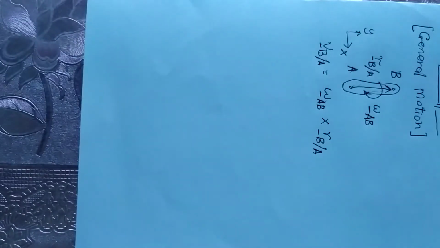By knowing the relationship of this general motion, we can put the velocity of B relative to A as omega AB cross the position vector of B relative to A. So that is the velocity of B relative to A.